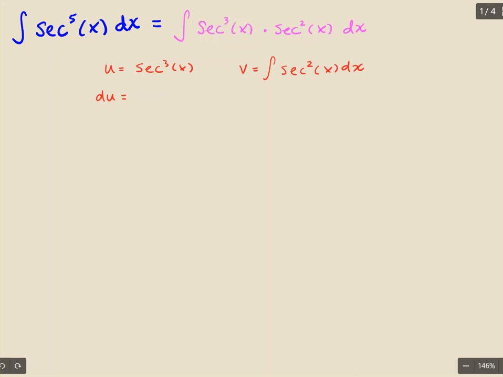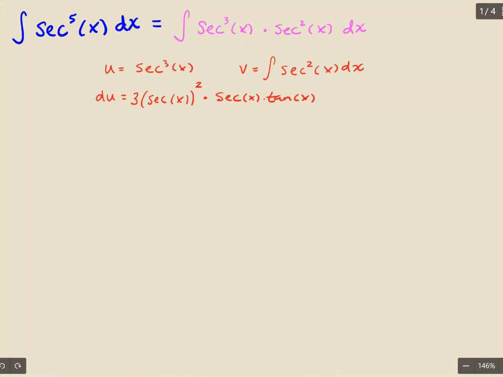Now we need to find du. We're going to use chain rule here because we've got the secant of x that is inside something cubed, so we bring down the power 3, leave the inside the same, subtract 1 from the power, and then multiply by the derivative of the inside. The derivative of secant is secant tangent.